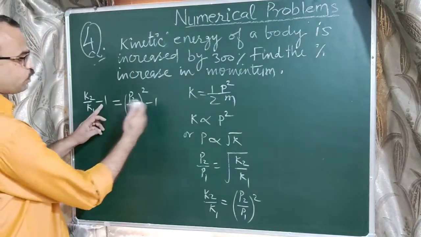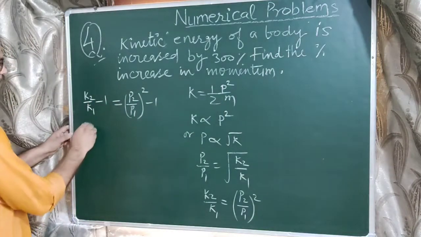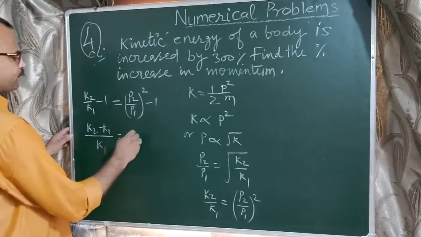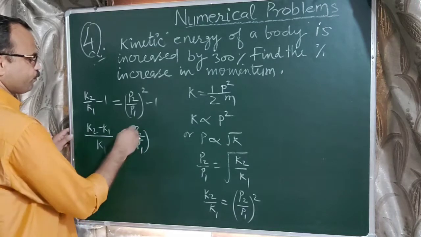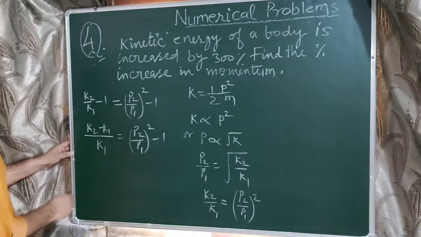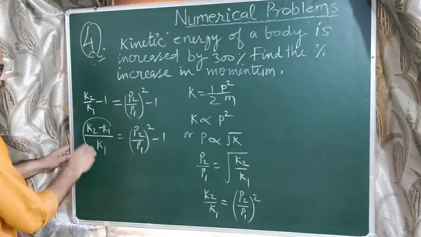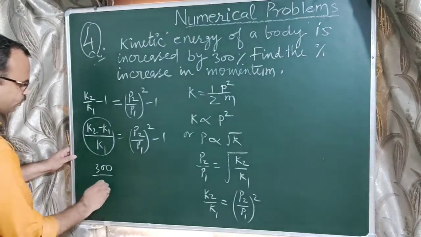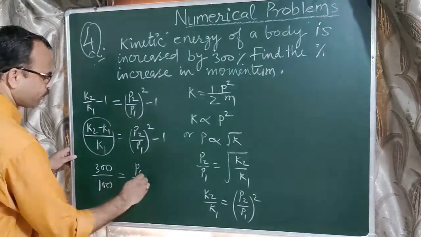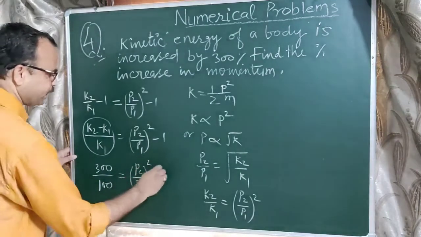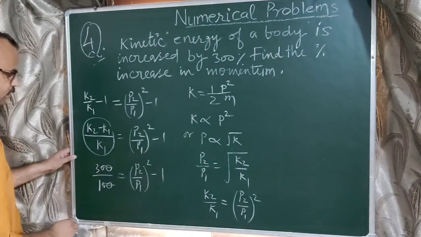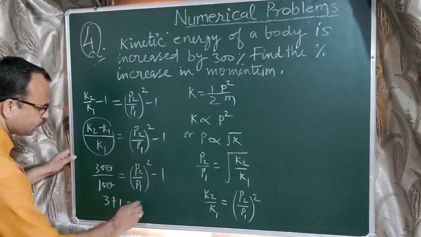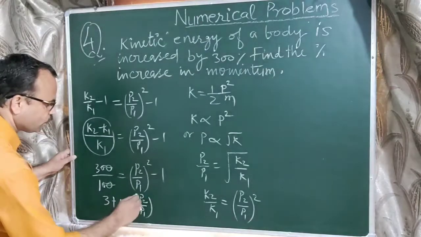Means subtracting 1 from both sides, because here k2 minus k1 means change in kinetic energy upon initial. Right side portion remains same, means p2 upon p1 whole square minus 1. Okay. So we can write change in kinetic energy upon initial 300%. So 300 upon 100 is equal to p2 upon p1 whole square minus 1. This 0 to 0 cancel. It means 3. This 1 transfer to left side means plus 1 is equal to p2 upon p1 whole square.